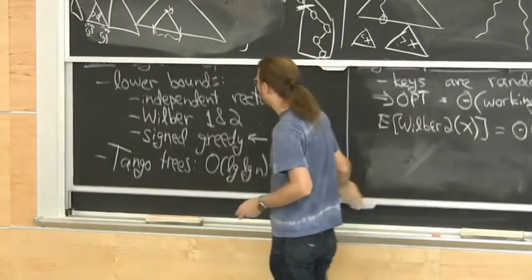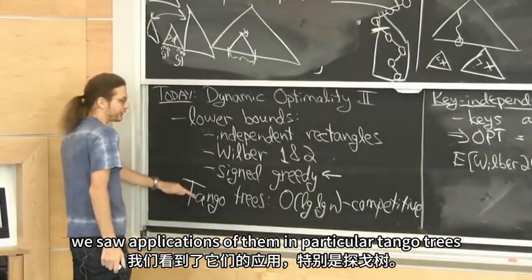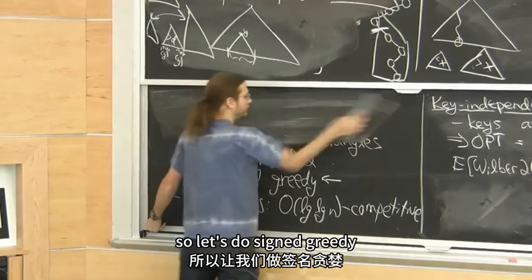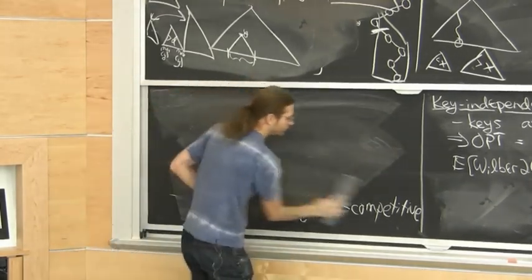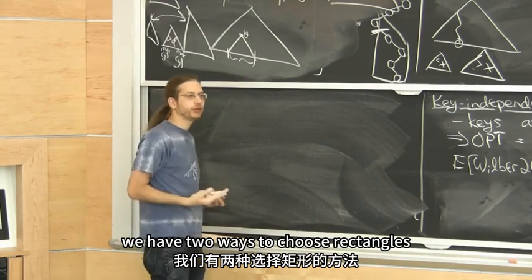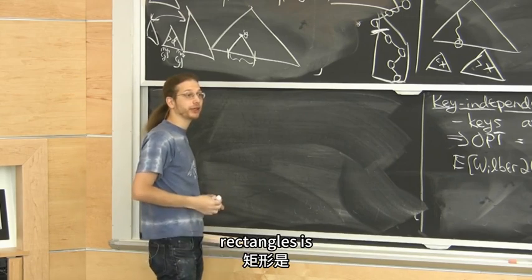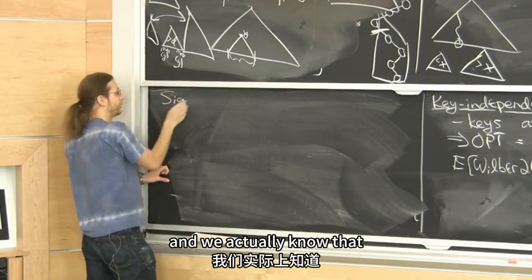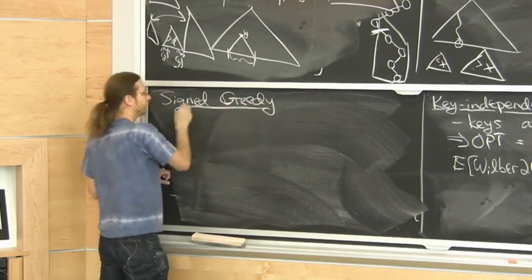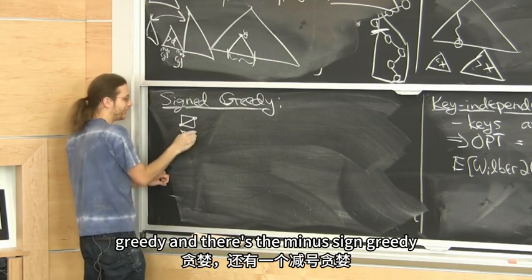There's one thing on this outline we haven't talked about. We did independent rectangles. We did Wilbur 1 and 2. We saw applications of them, in particular Tango trees. One thing we haven't done is sign greedy. So let's do sign greedy. What's still left here is we have two ways to choose rectangles, independent rectangles. They're different. It'd be kind of nice to know what the best way to choose rectangles is. And we actually know that. Sign greedy. So there's two kinds of sign greedy. There's the plus sign greedy, and there's the minus sign greedy.